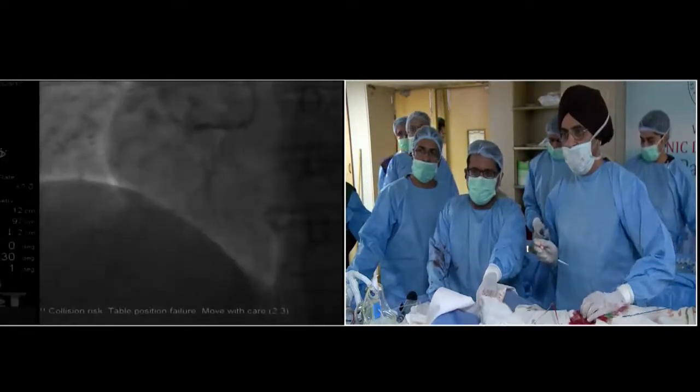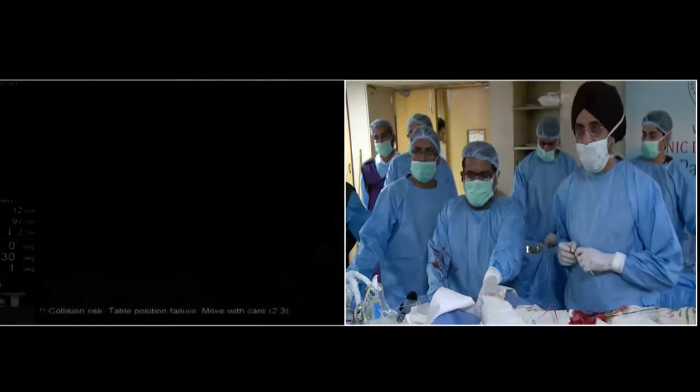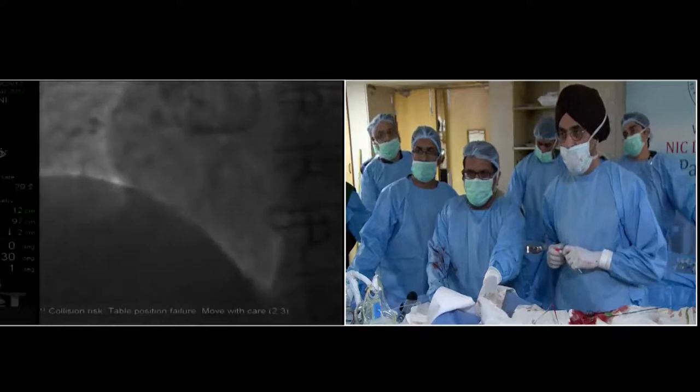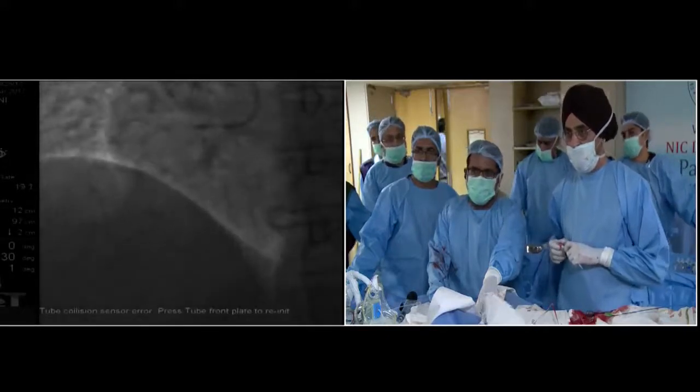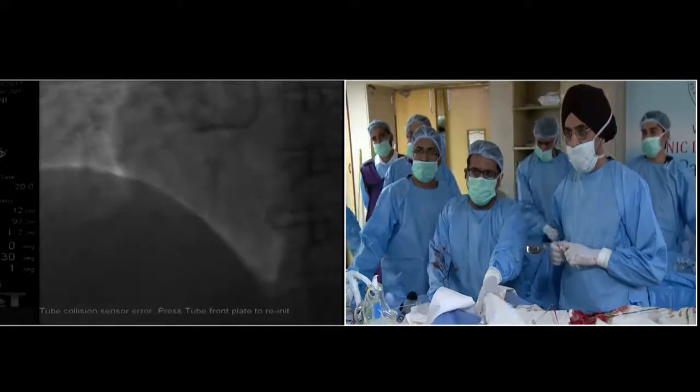And circumflex is not a very big vessel. But the issue again is that, no, if you see, the circumflex is a co-dominant system. If you see the left cranial, there's a PDA coming from the circumflex as well.